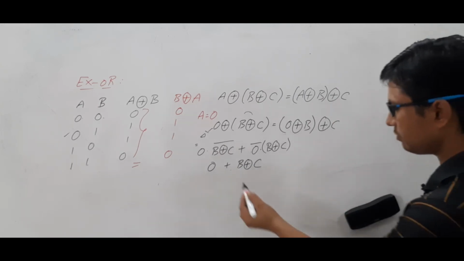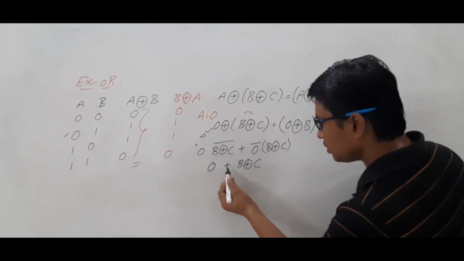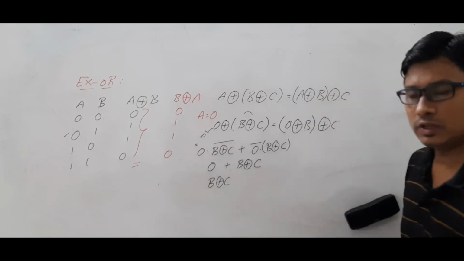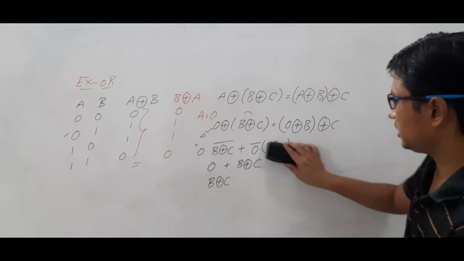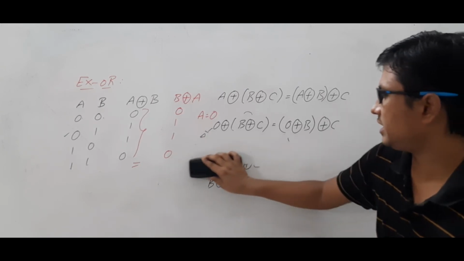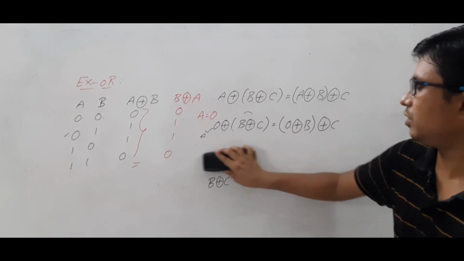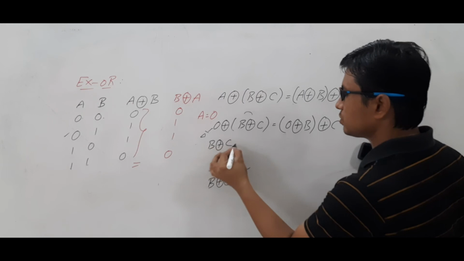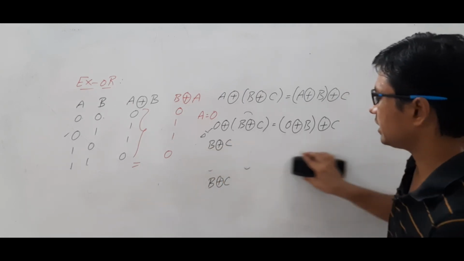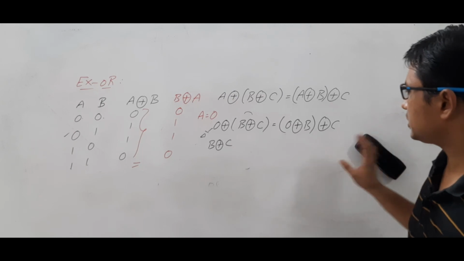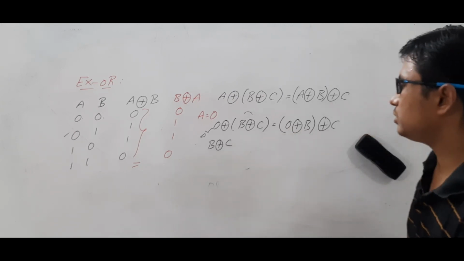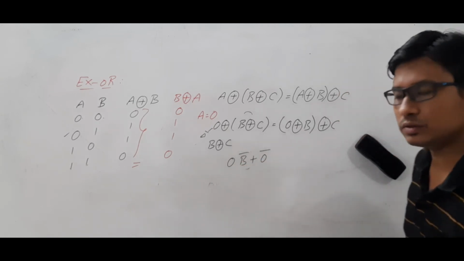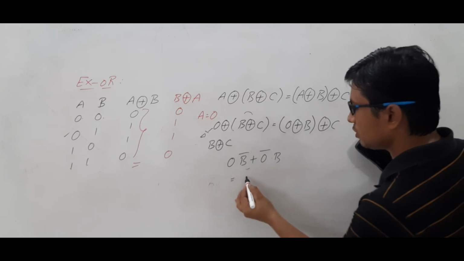Now we will simplify this equation: 0 OR with this one is equal to B exclusive OR C. So I can write the left hand side as B exclusive OR C. I got the left hand side equation as B exclusive OR C. Now we will see what we will get in the right hand side. First you perform 0 exclusive OR B. 0 exclusive OR B is nothing but 0 and B's complement, or 0's complement and B, which is equal to B only.